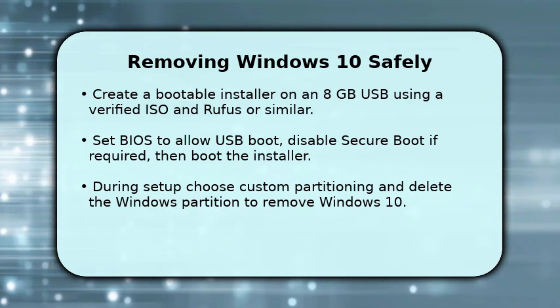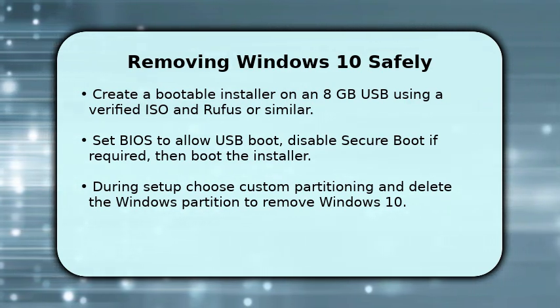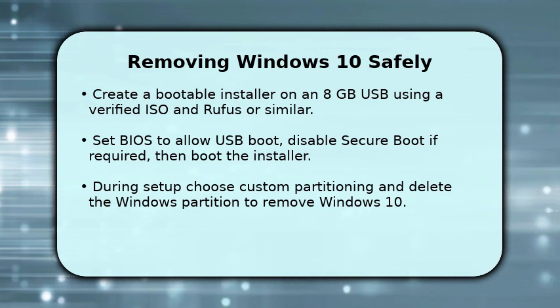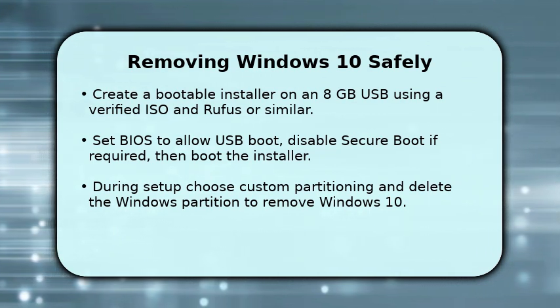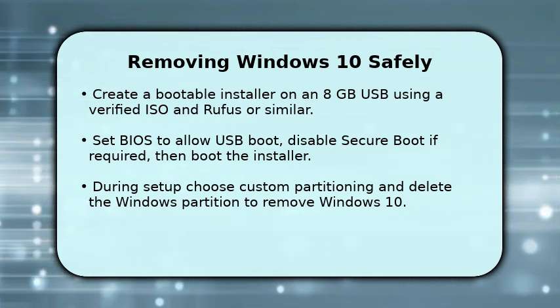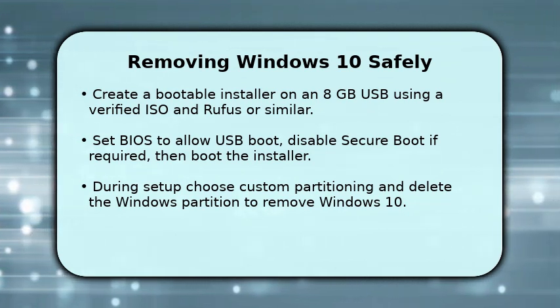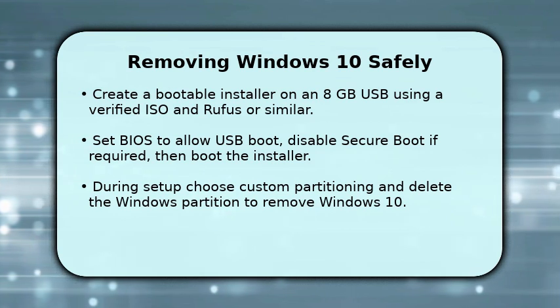Enter BIOS or UEFI and set USB as the primary boot device, and disable Secure Boot if the OS requires it. Boot the installer and choose the custom partitioning option to manage disks directly. Identify and delete the Windows partition to remove Windows 10, then create new partitions as the new OS installer requests.